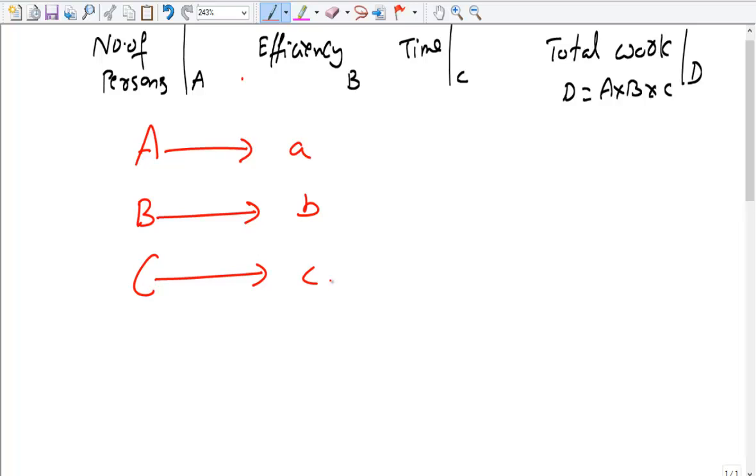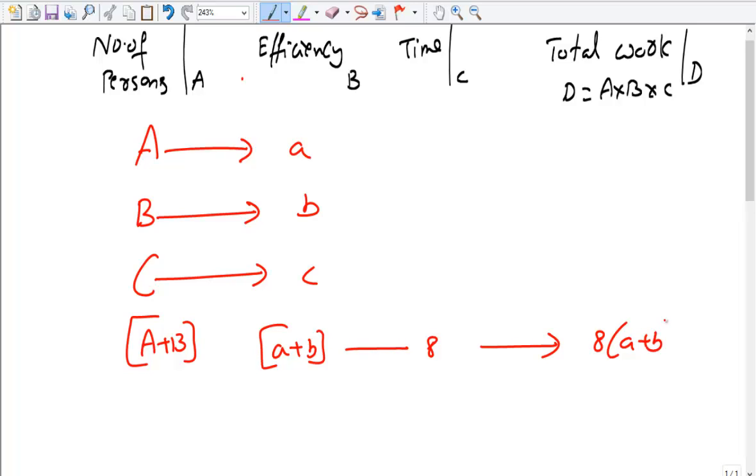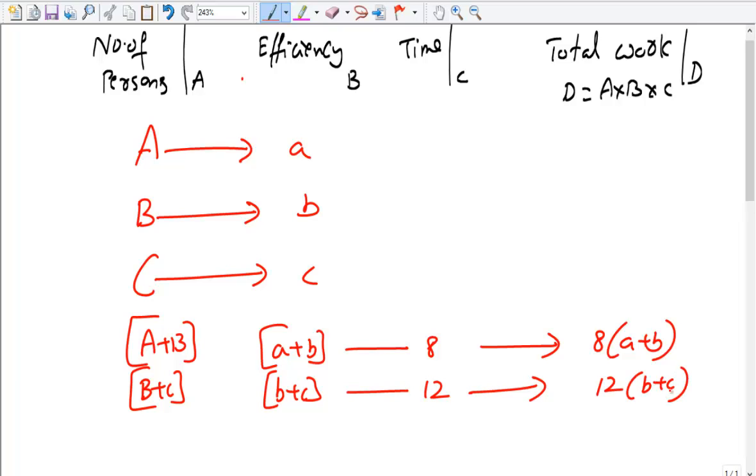Now A and B together, their efficiency is going to be small a plus b. They finish the work in 8 days. It means the total work is 8 times (A plus B). Now B plus C, since their capacity is small b plus small c, they finish the work in 12 days. It means that the total work must be 12 times (B plus C).